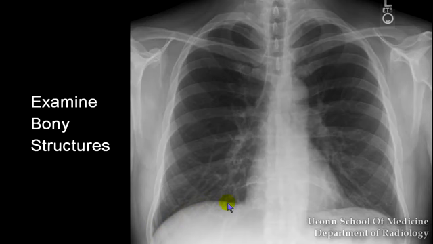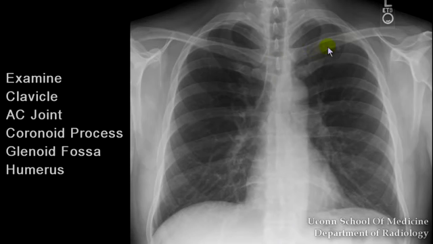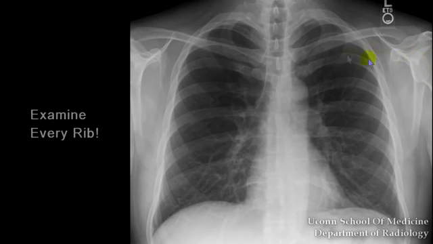Examine the bony structures. Look out for fractures, lesions, and joint disease. Start at the top cervical spine and move down the vertebral column. Examine each vertebra and each disc space, pedicles if they're visible, and spinous processes. Examine each clavicle, AC joint, coronoid process, glenoid fossa, and humerus. Look at each and every rib. Once these structures have been examined, proceed to the lungs and the mediastinum.